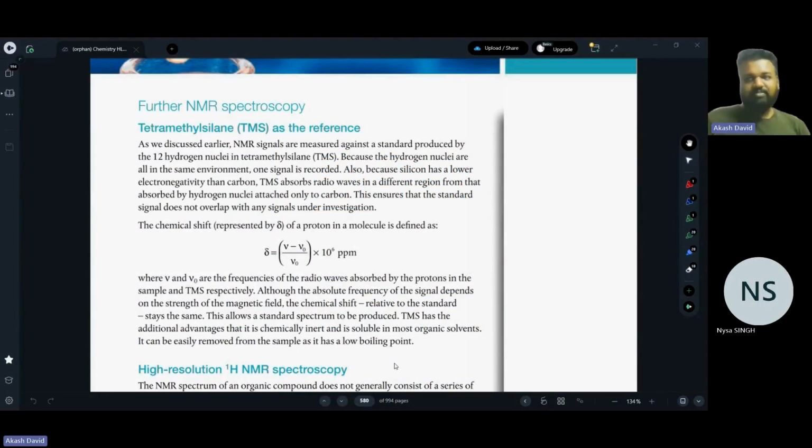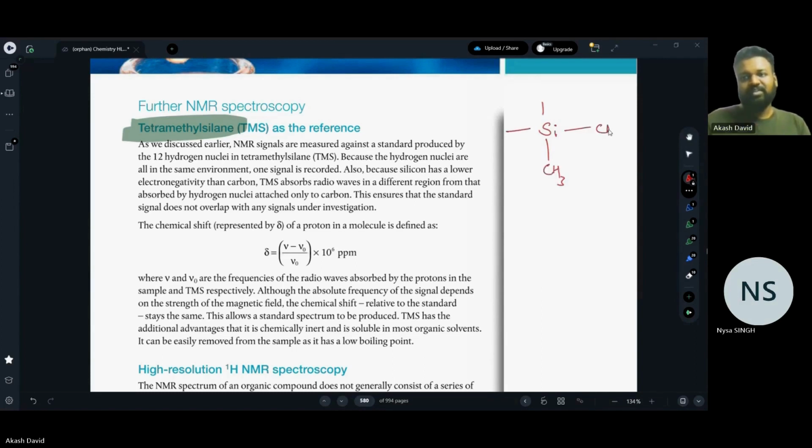First things first, we use a compound known as tetramethylsilane, TMS, as a reference, right? The tetramethylsilane we have discussed earlier as well. It is a silicon atom which is joined by four methyl groups, right? This is what is known as tetramethylsilane. You'll see the formula popping up again and again: Si(CH3)4, CH3 four times.